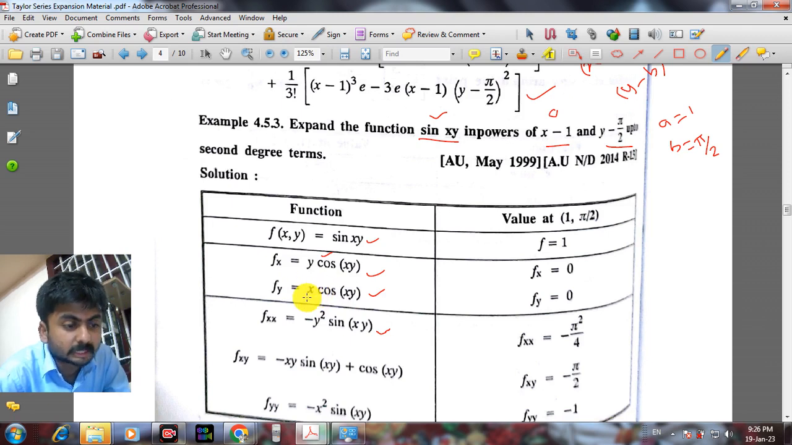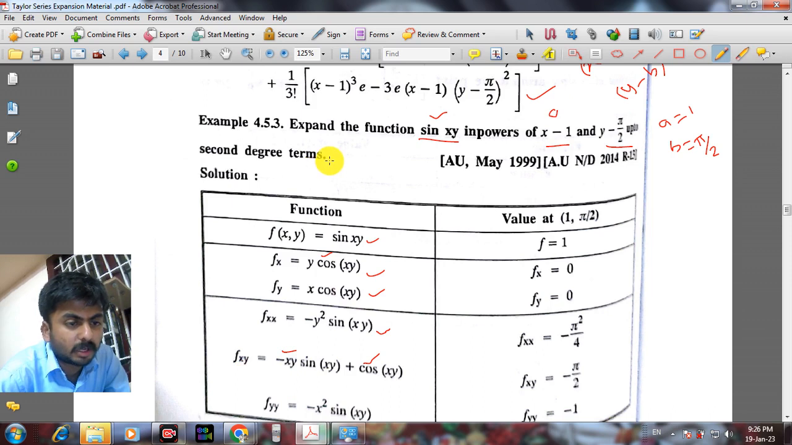So x is u. Using u v dash plus v u dash, when I am differentiating fy with respect to x, we have x into the differentiation of cos xy. So we have x into minus sin of xy into y, that is minus xy sin xy, plus v u dash, that is cos xy into 1. So it is plus cos xy. So this is the value of fxy.